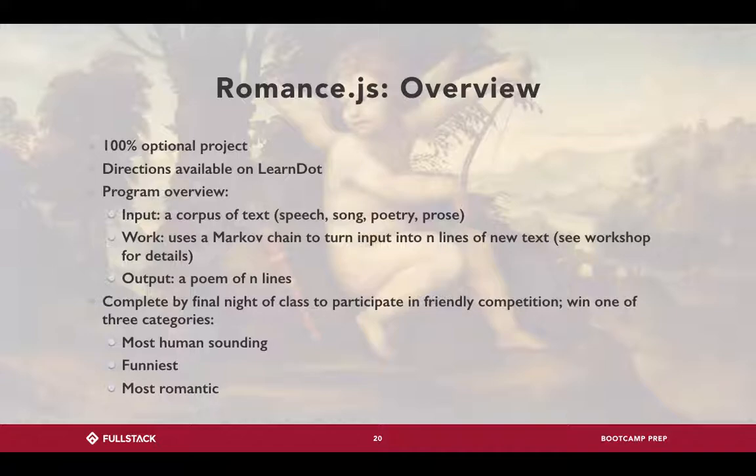So the input is going to be a body of text, and the output is going to be a body of text of however many lines they told you, and you're just going to replace a bunch of the words inside of it. And so depending on what body of text you put in, we'll vote on most human sounding, funniest, and the most romantic. So this one's more fun. I think if you have to pick between the two, Sudoku is a harder algorithm, and this one's more practice with objects. But if you have time, do it whenever, send it to us.